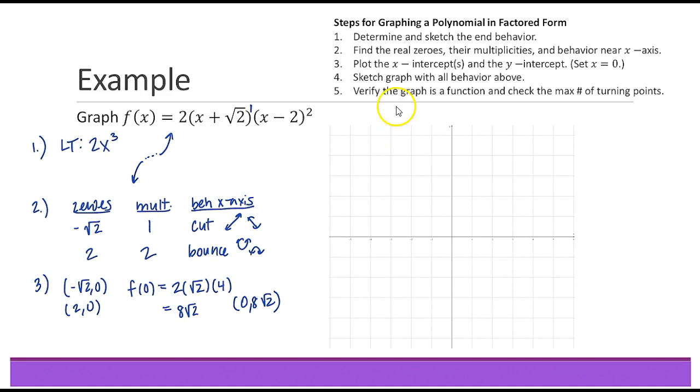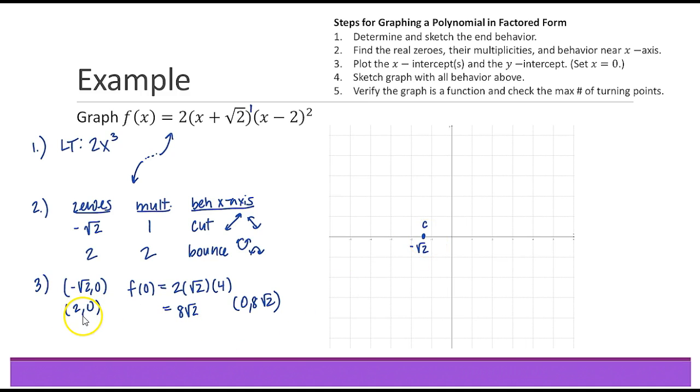All right, so let's go ahead and start by plotting those values. So we have negative radical 2, and so that's a little bit more negative than negative 1. So I'm going to go ahead and plot it right here, negative radical 2. And one of the things I like to do is remind myself what's going to happen there. So I'm going to cut the x-axis there. So what I'm going to do is put a little c to remind myself what's going to happen there. I'm going to cut there.